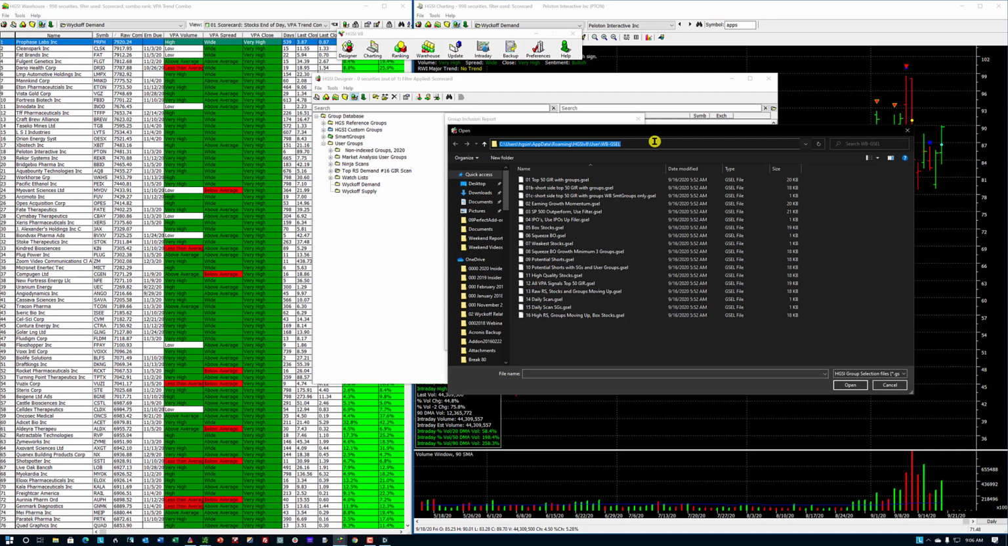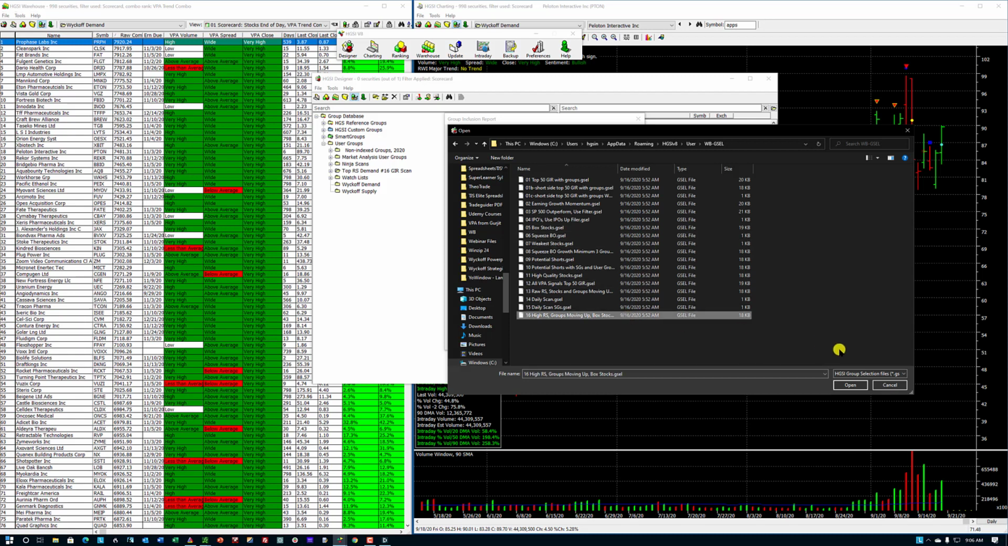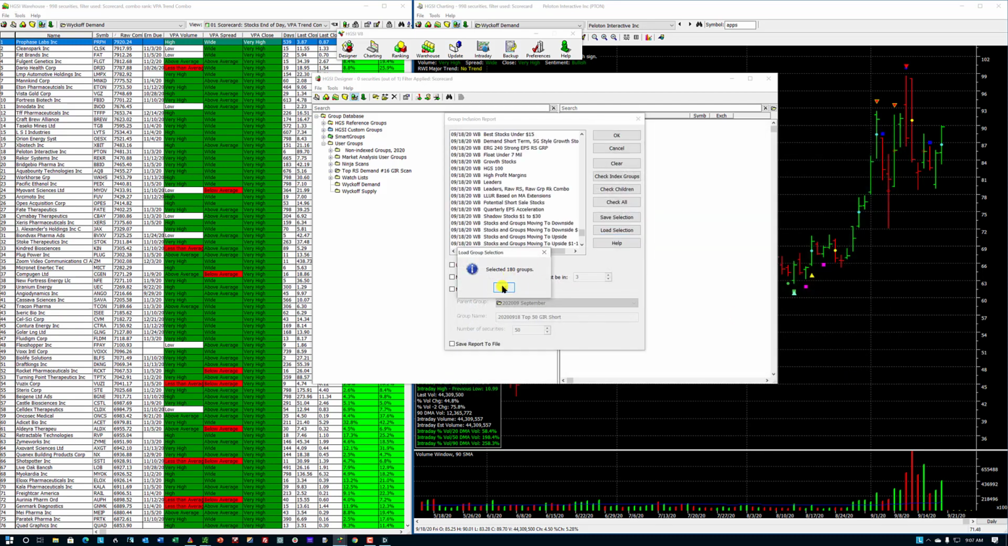I'm going to click up here in this area and notice that it is now selected. Then I'm going to do a Control V, hit my Enter key, and it's going to take me to these two folders. You want to go to the user folder, and there is a folder at the bottom called WBGSEL. Open that, select whatever scan you want to run, and I'll select number 16 because that's what I'm using, and it selects 180 groups.